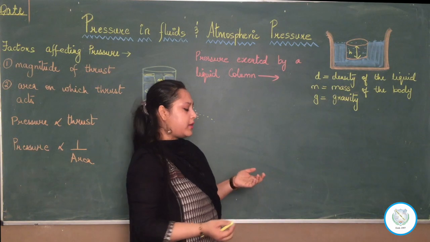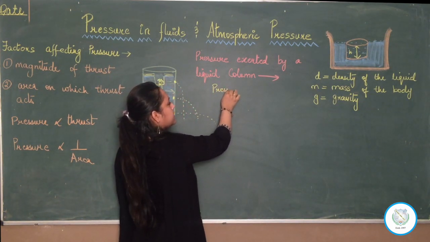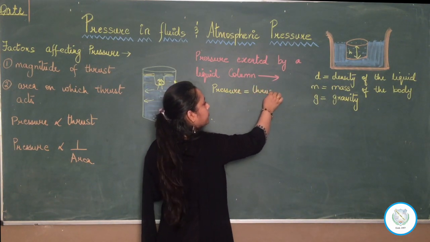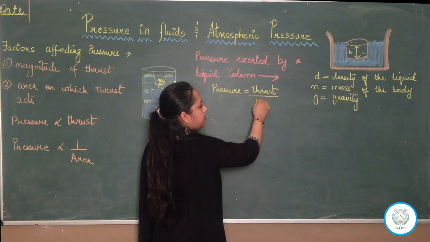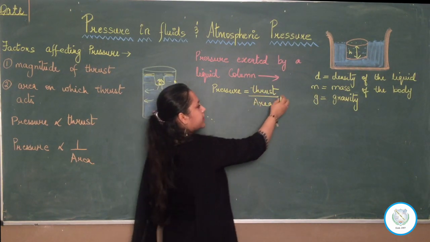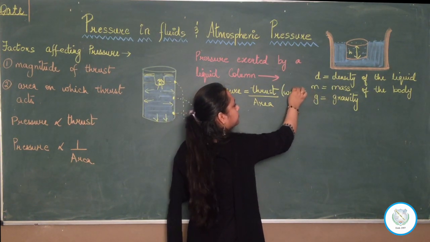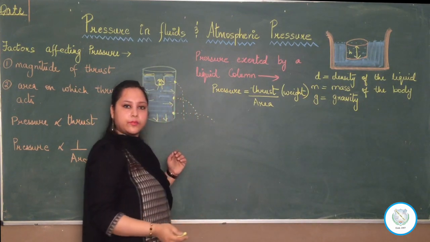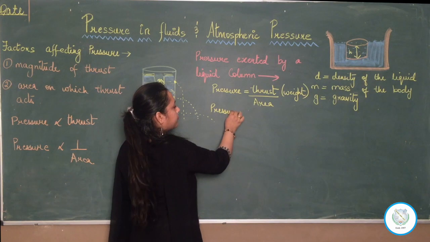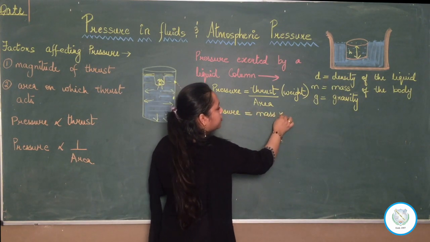In order to know that, we will be using the formula for pressure, that is, pressure is equal to thrust upon area, right? Or instead of thrust, we can also write weight upon area. So, pressure becomes equal to mass into gravity.